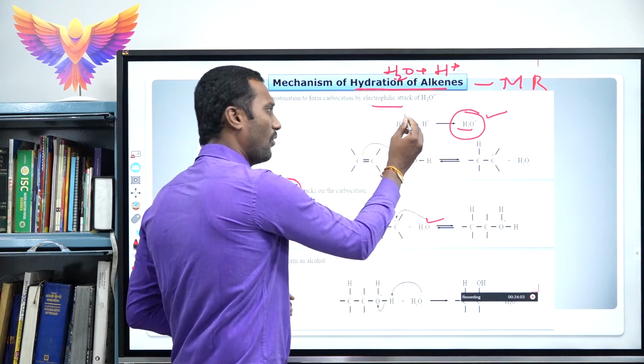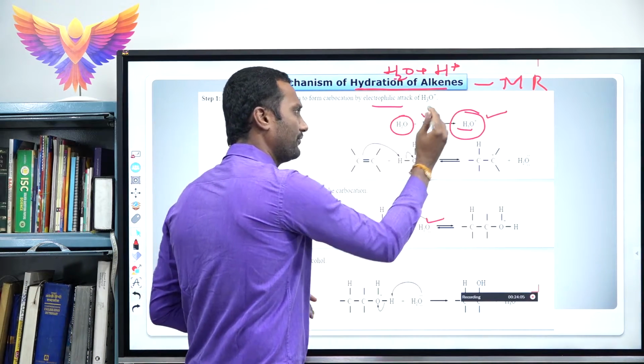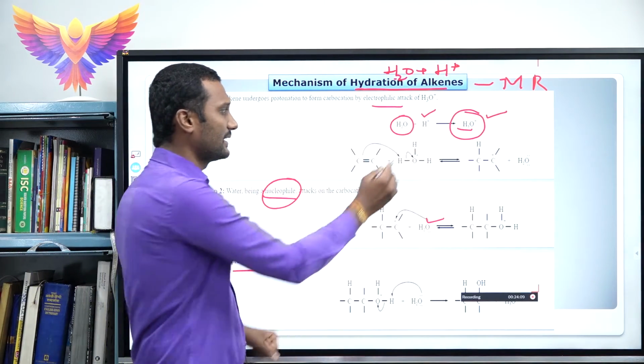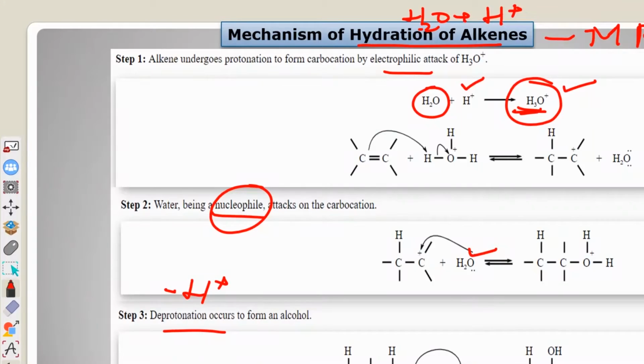Here we have taken water and added a few drops of acid. After adding acid, that hydrogen will combine with water to form a hydronium ion. Now it is electrophilic in nature. This electrophile reacts where there is a higher electron density, because in the carbon-carbon double bond we have a pi bond, right? The pi bond is exposed for the reaction.